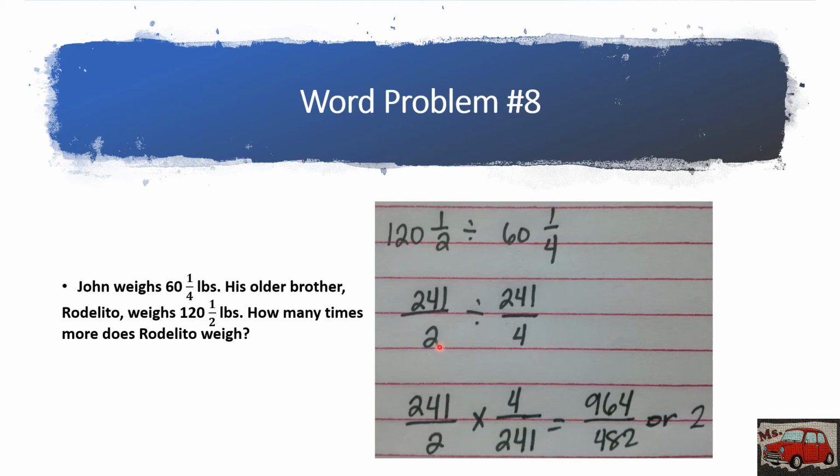And then, let's change that into multiplication. And the answer is 964 over 482 or 2. So, ibig sabihin, dalawang beses or 2 times na mas mabigat si Rodelito kaysa sa kapatid niya na si John.